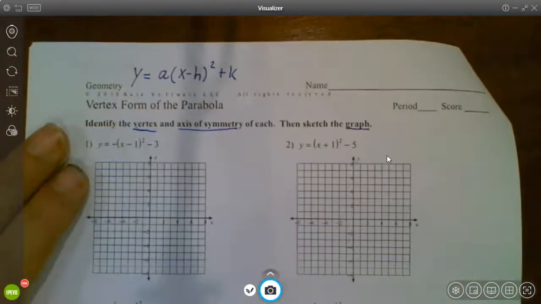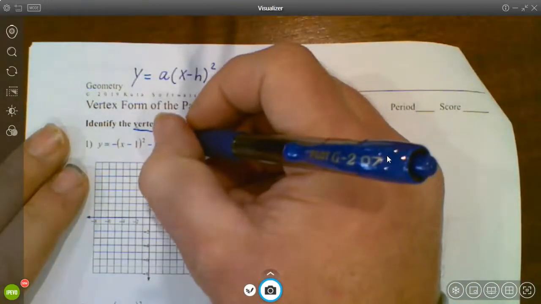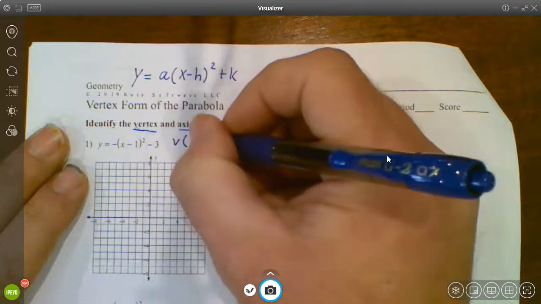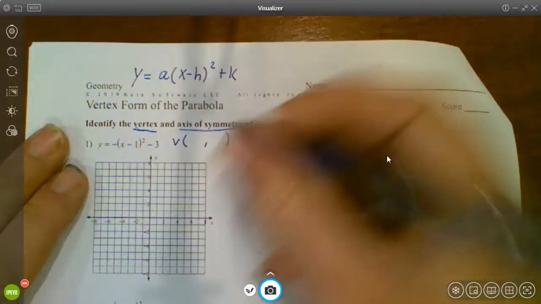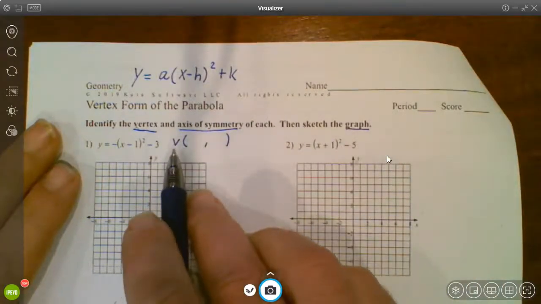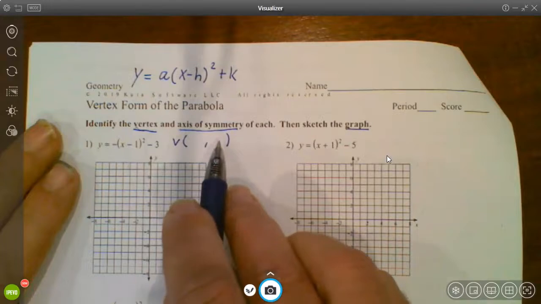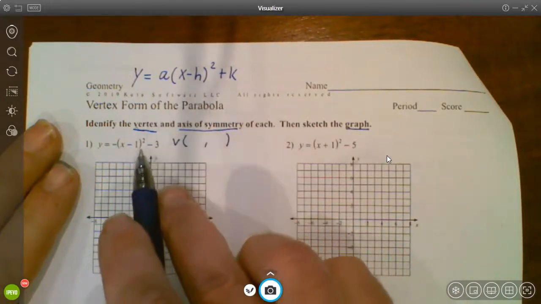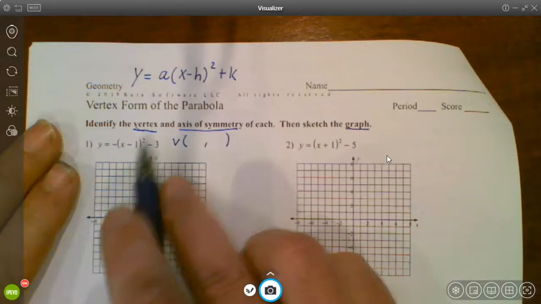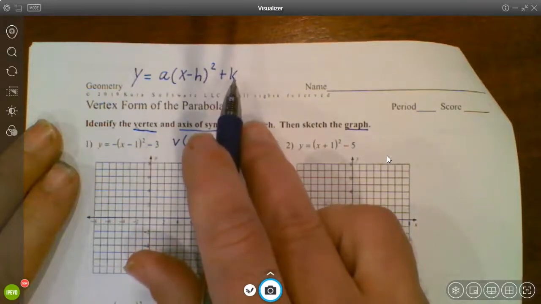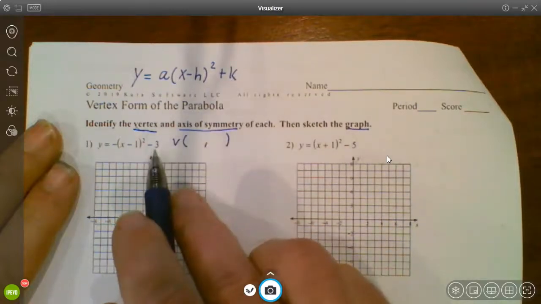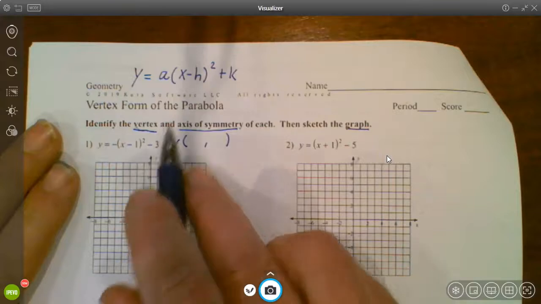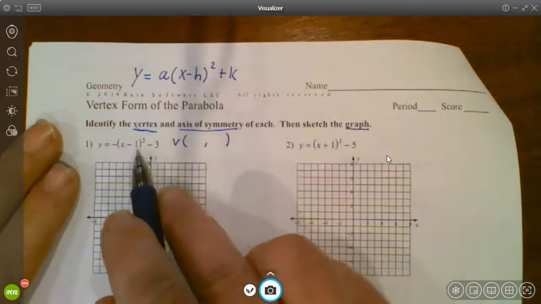So remember what I said about the vertex, and let me just open up these parentheses. When I look at my vertex, remember your vertex consists of h and k. So my h value is going to be sitting right here, which is the one that I see. And then my k value is the one that's sitting here, which in this case is going to be -3.